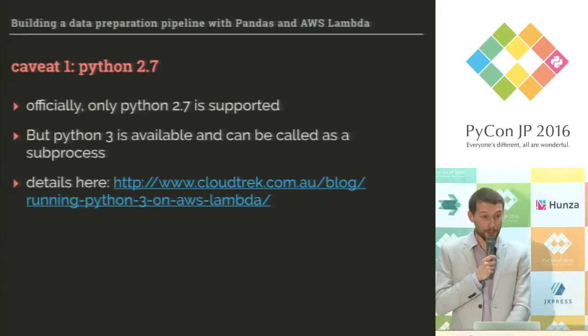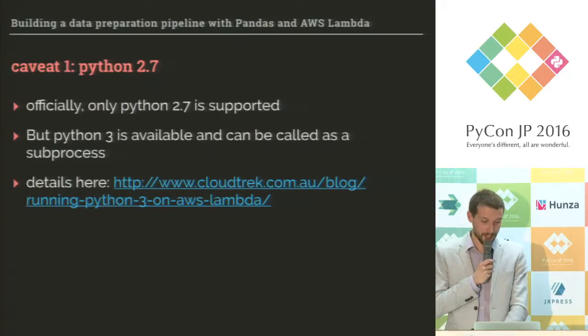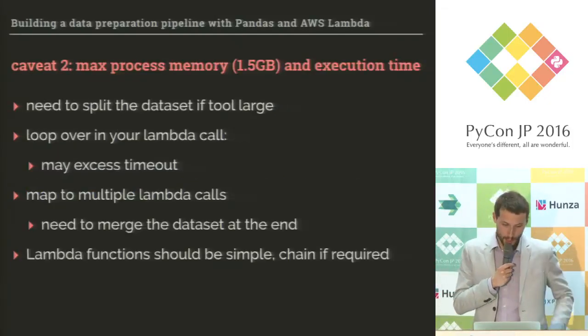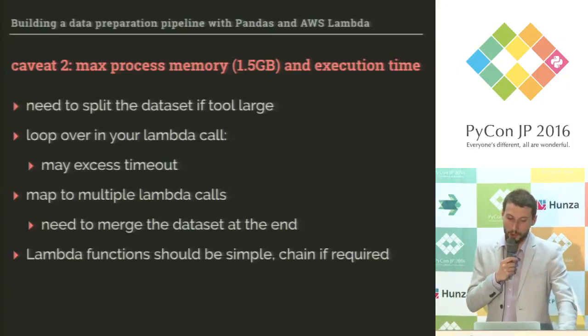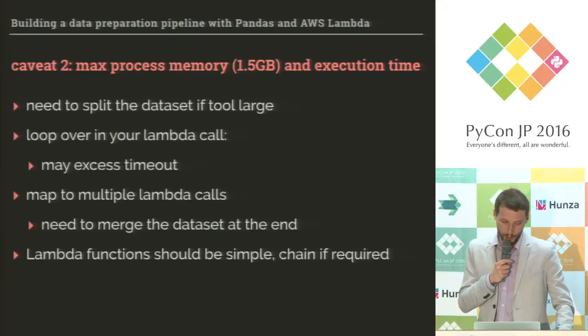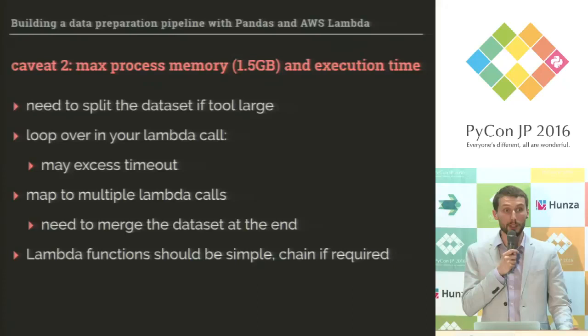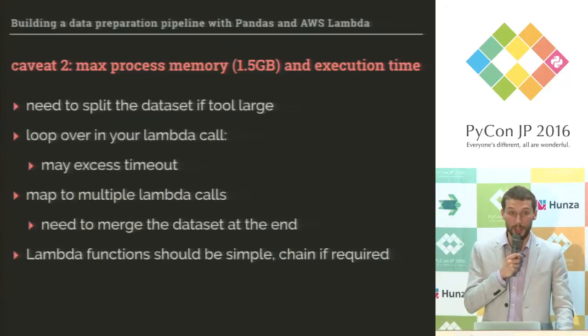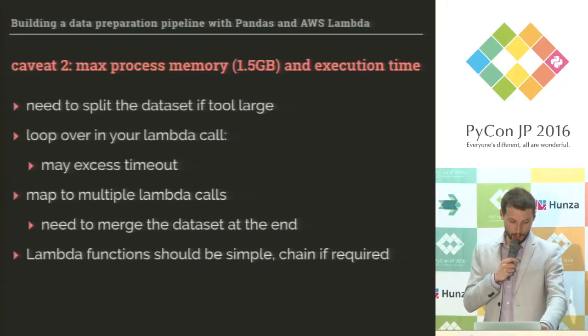And also, I hope that maybe in the coming months, or at least next year, Python 3 will be supported by Lambda directly. And the second thing to be careful about is the execution time limit. You can set it up, but there is a maximum running time, I think around 1 minute. And the process memory. So if your dataset is really big, you may need to split it and find a solution to parallelize the computation, which can be easy to do because Lambda functions are cheap to run and easy to trigger.